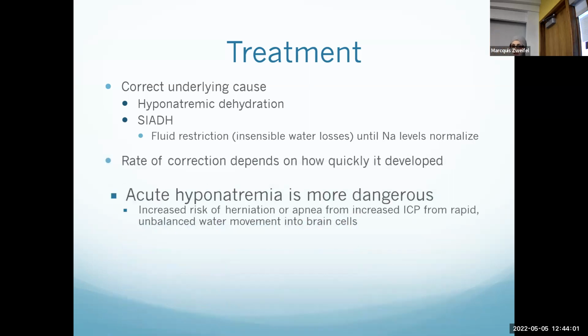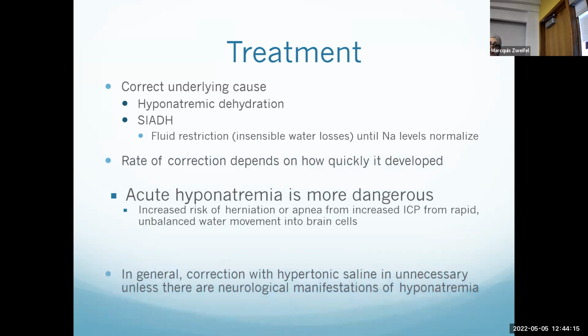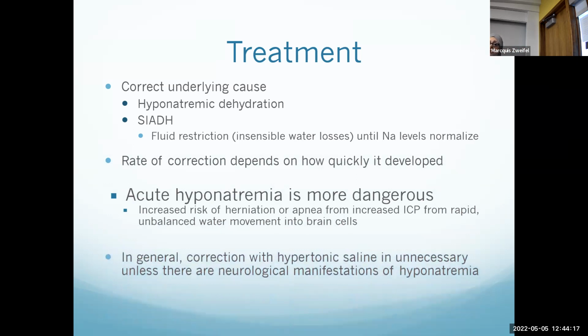The rate of correction depends on how quickly it developed. Acute hyponatremia is more dangerous. It increases the risk of herniation or apnea from increased pressure from rapid unbalanced water movement into brain cells. In general, correction with hypertonic saline is unnecessary unless there are neurologic manifestations of hyponatremia.